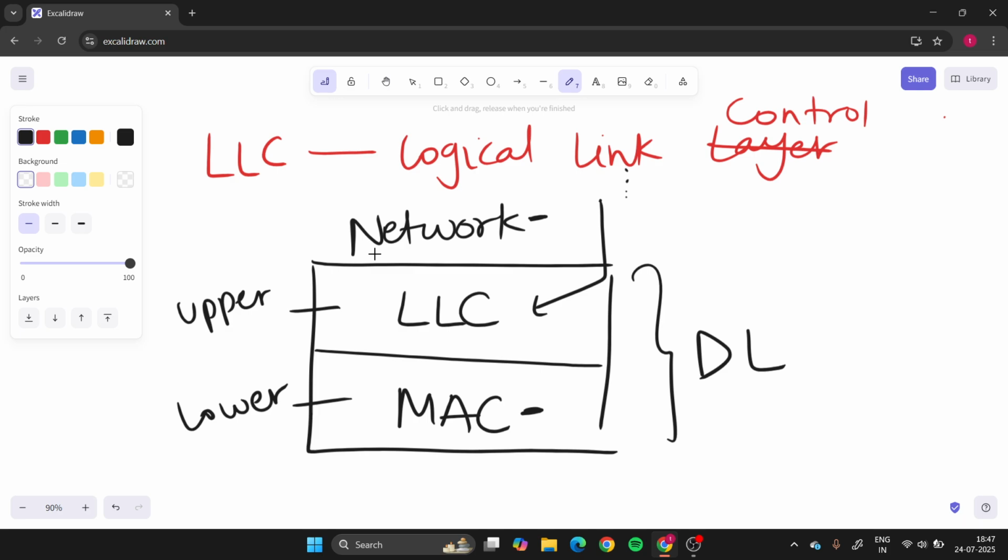while also managing communication between devices on a LAN, right? So the MAC sublayer uses physical addressing, while logical link control uses logical addressing. Okay, we'll be talking more about that later. So this is what you need to know. This is the basic ideal structure of the data link layer, where you have the upper layer as the logical layer and the lower layer as the physical layer, LLC and MAC respectively.